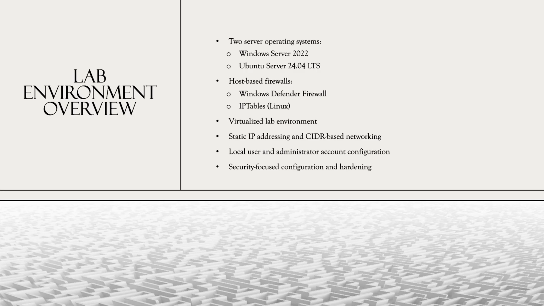Overview of our lab environment. Our lab environment consists of two server operating systems, one being Windows Server 2022 and the second being Ubuntu Server 24.04. Both servers run in a virtualized environment which allows us to safely configure, secure, and test systems without impacting real infrastructure. We use static IP addressing with CIDR notation to better understand networking concepts like segmentation and access control. Each system uses a host-based firewall, and we configure both standard and administrative user accounts.